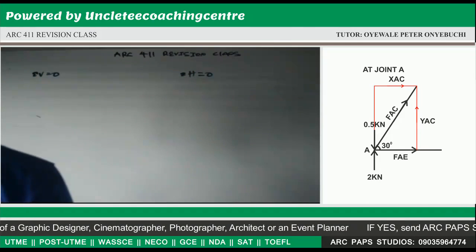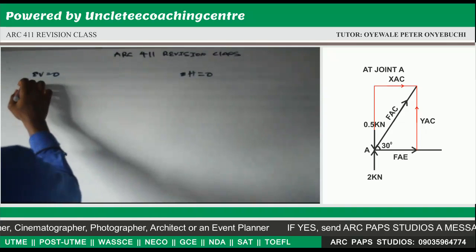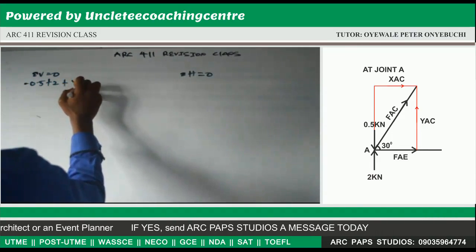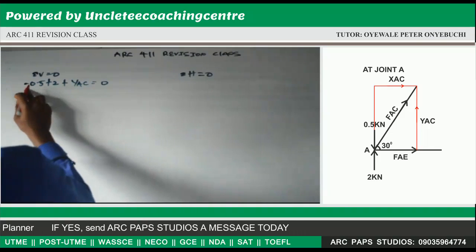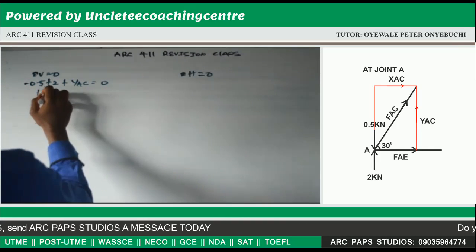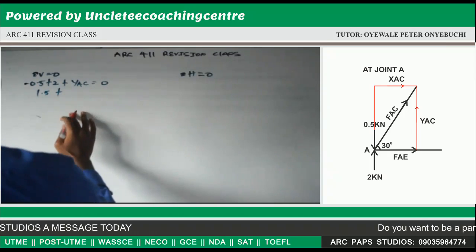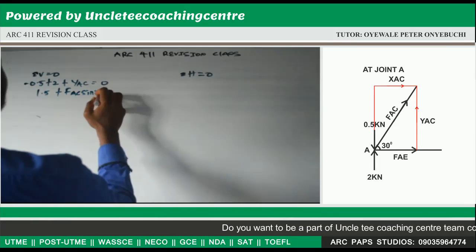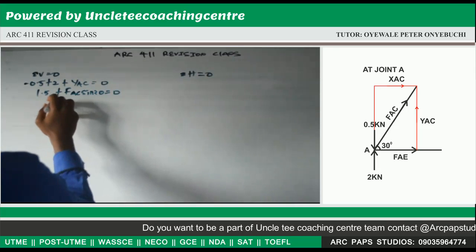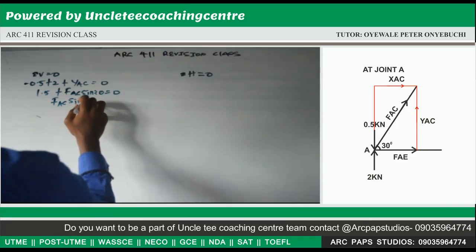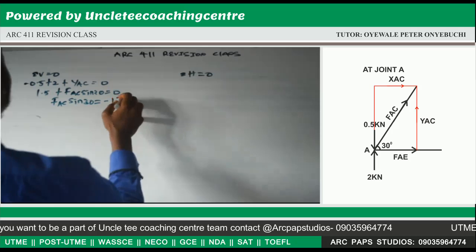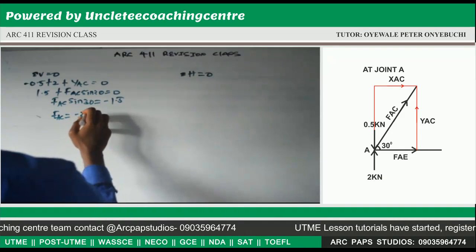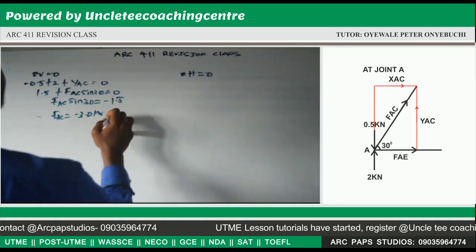Now for our vertical forces, 0.5 is pointing downwards. This will be minus 0.5 plus 2 plus YAC is equal to 0. Now minus 0.5 plus 2, that's 1.5 plus YAC. When you resolve it, that will be FAC sine 30 is equal to 0. Now this FAC sine 30 is equal to minus 1.5. It means our FAC is equal to minus 3.0 kilonewton, which is a strut.